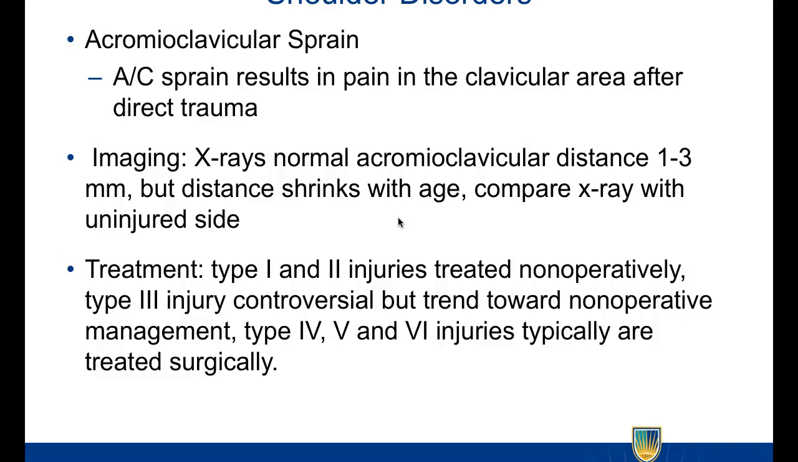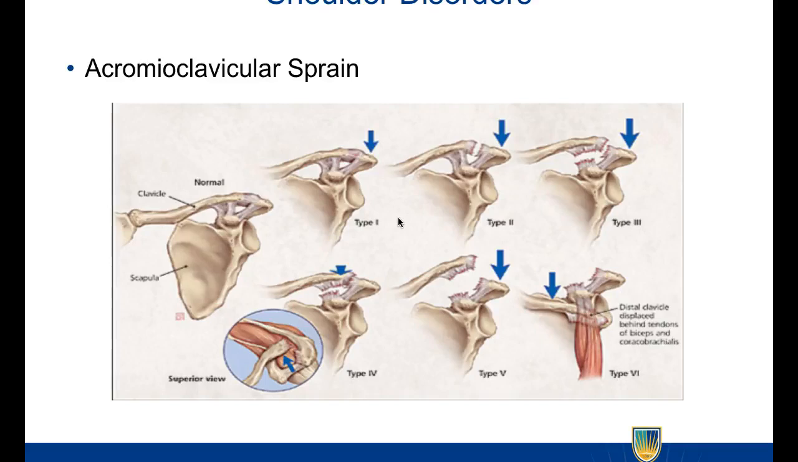Treatment. Type 1 and 2 injuries should be treated with non-operative measures. Type 3 injuries controversially trend towards non-operative management, while type 4, 5, and 6 injuries typically are treated surgically. Conservative management includes sling for 1 to 3 weeks and analgesics. This is normal, type 1, type 2, 3, 4, 5, and 6, which is the worst.